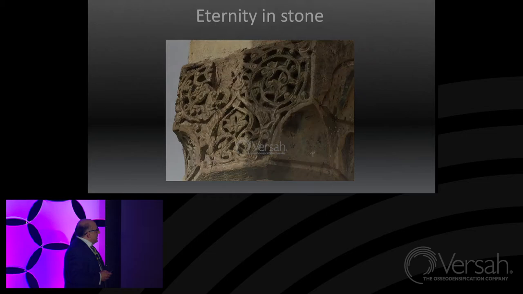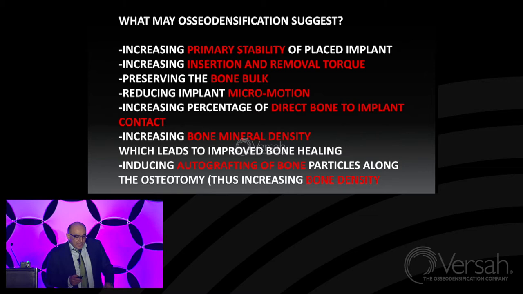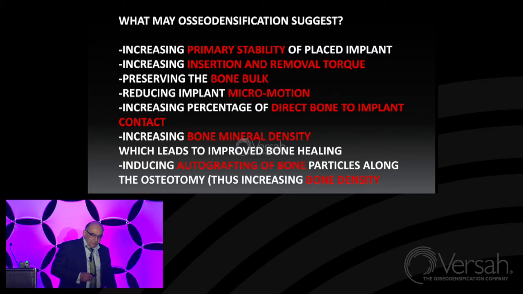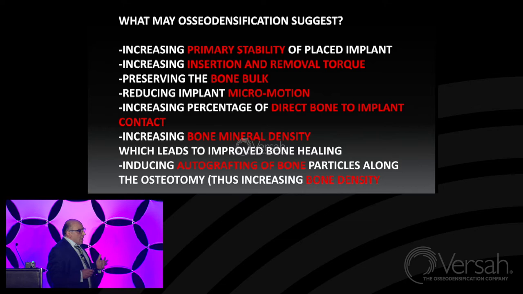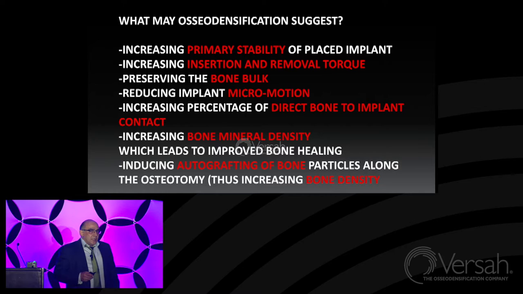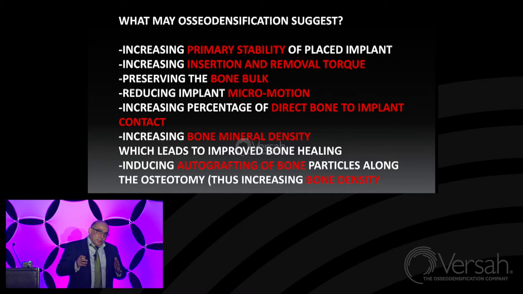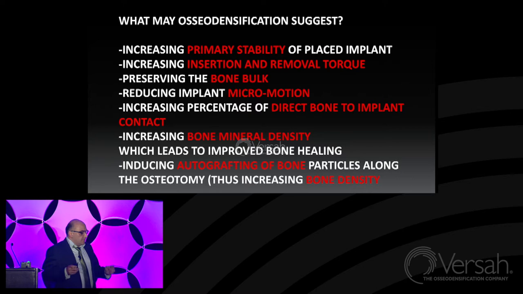So what does osseodensification give us? As we listened today, it increases primary stability of the implant, increasing insertion and removal torque, preserving the bone bulk. We talked a lot about bone bulk around the implant. It reduces implant micromotion, allowing us to keep inside the threshold of 50 to 100 micrometers. It increases the percentage of direct bone to implant contact.